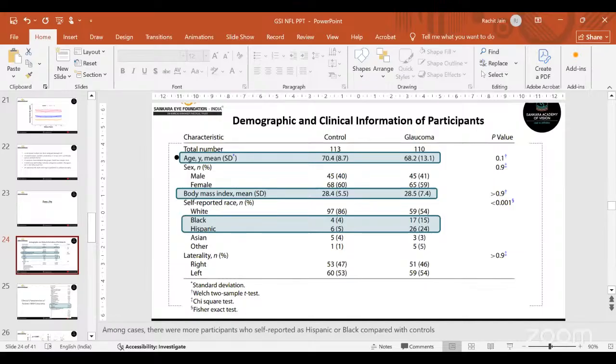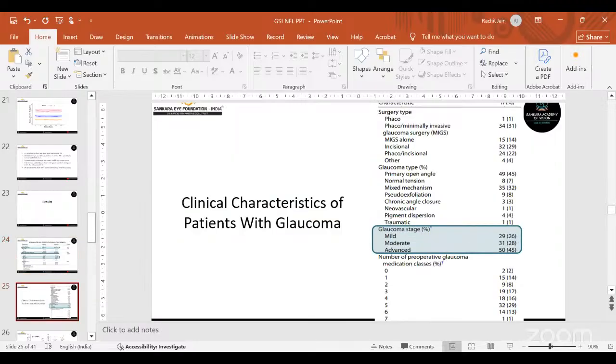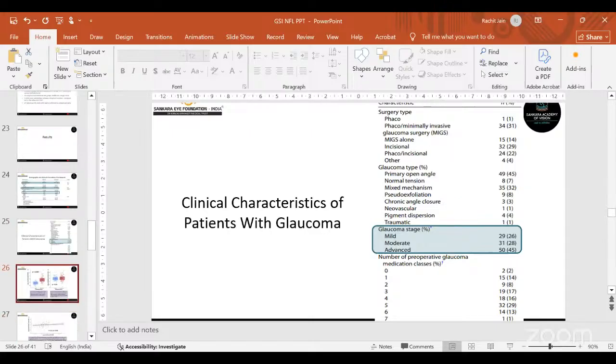So, when comparing demographic and clinical information with respect to age, BMI, and laterality, there was not much difference between the cases and controls. In the glaucoma population, there were more self-reported races like Blacks and Hispanics. The patients had a wide variety of glaucoma and underwent a wide variety of surgeries. Glaucoma was classified based upon ICD-10 classification into mild, moderate, and severe. There were 26% patients who had mild glaucoma, 28% patients had moderate glaucoma, and 45% patients had severe glaucoma.